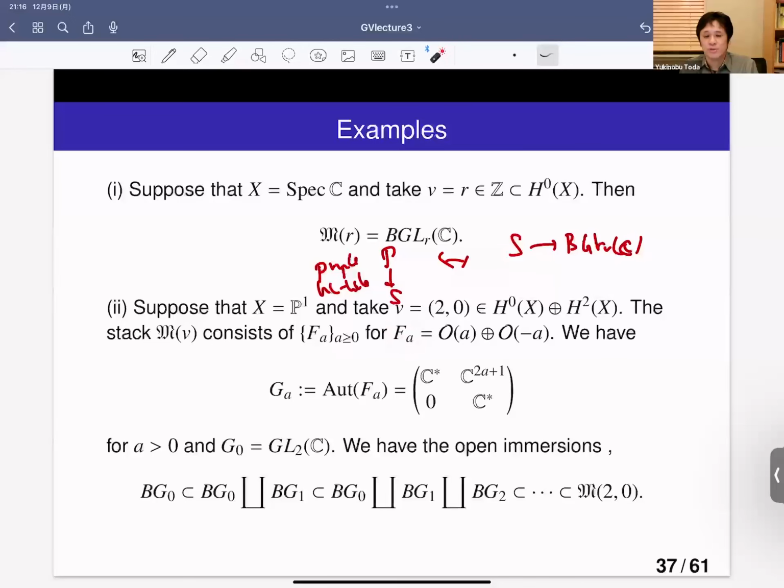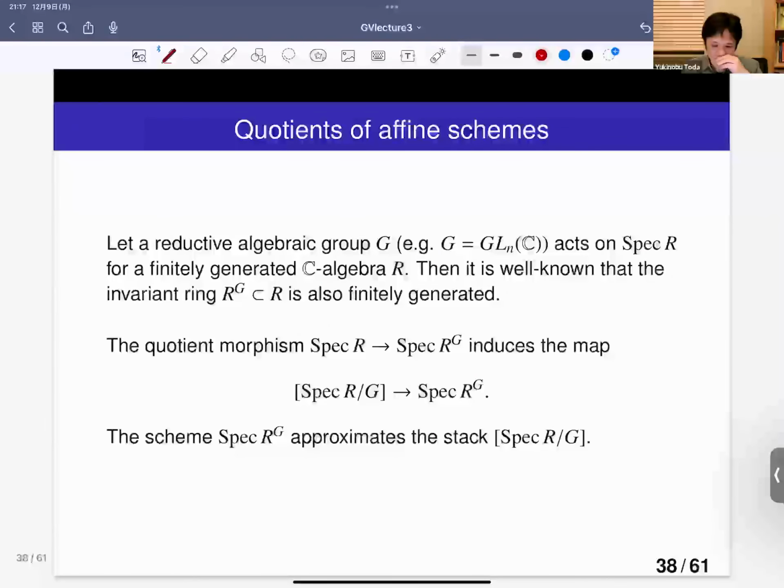And this corresponds to the stratification of this moduli space in terms of the Harder-Narasimhan filtrations. In fact, we have the Harder-Narasimhan filtration O(A) to F_A to O(-A). So this is the Harder-Narasimhan filtration of F_A, and this gives a stratification of vector bundles in terms of Harder-Narasimhan filtrations. But sometimes we can approximate a stack with some schemes.